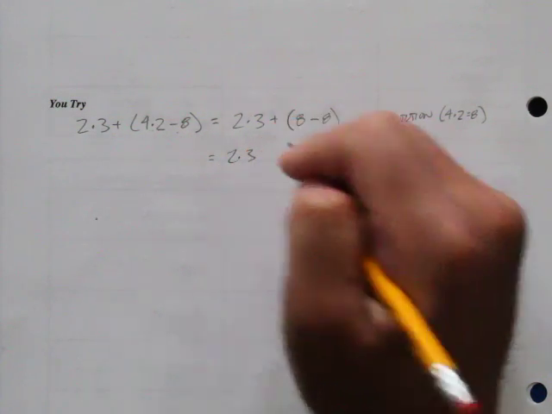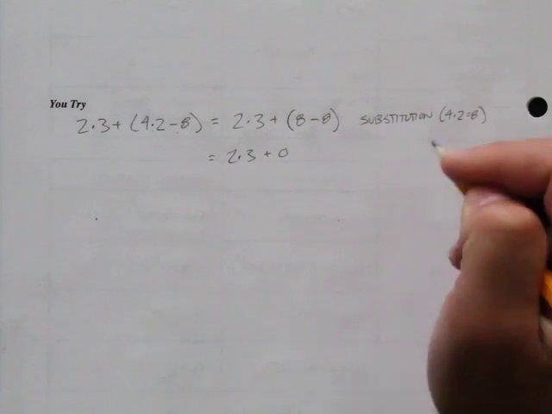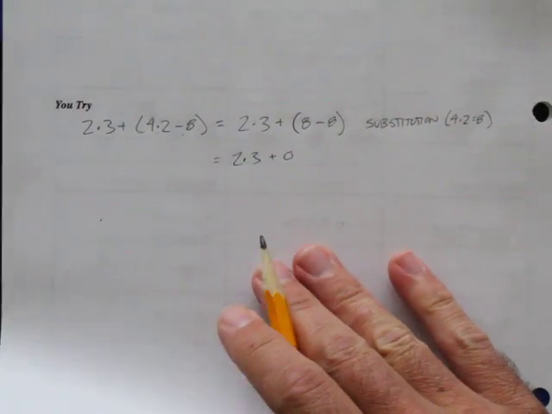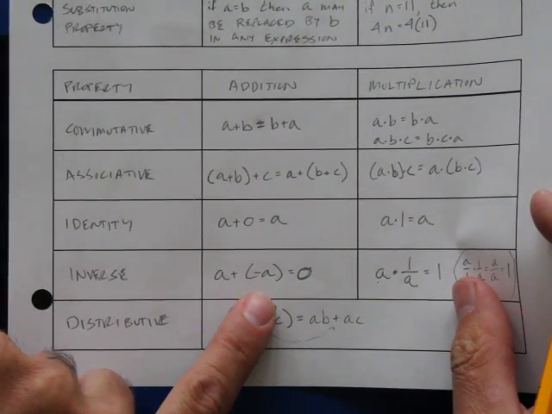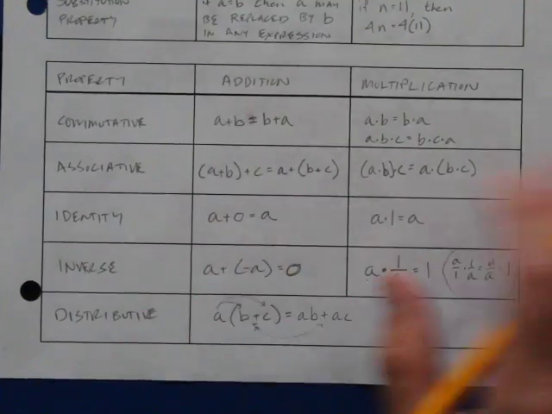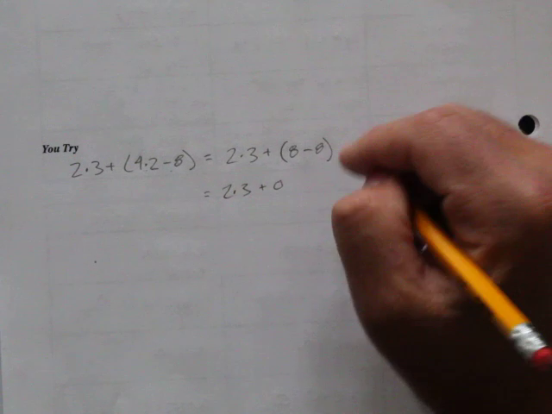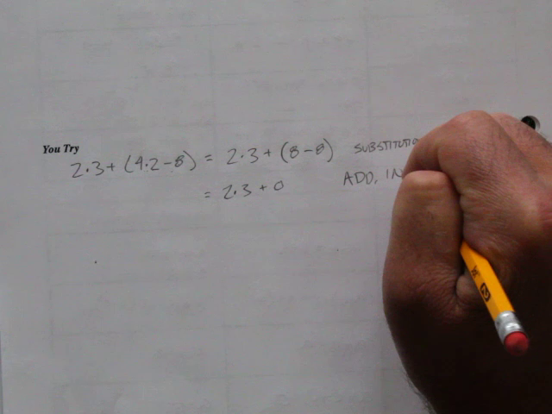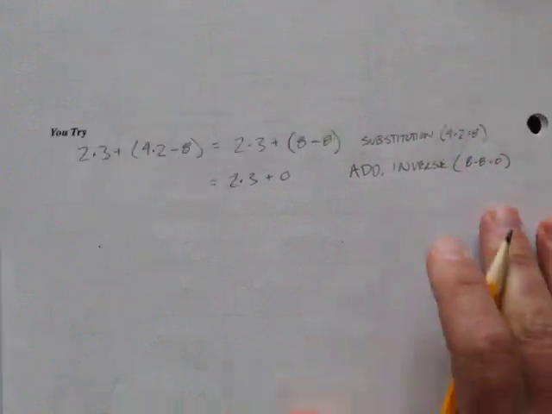Next, I'm going to do 8 minus 8. So 8 minus 8 is 0. So 2 times 3 plus 0. 8 minus 8, now do we have a property for that one? Any number added to the negative version of that number is 0. So we've got the additive inverse property, which is 8 minus 8 equals 0.